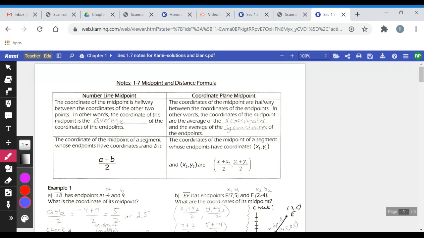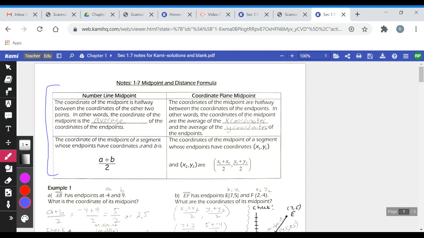So first of all, we're talking about finding the midpoint on a number line. That's what we have going on over here to the left. If you focus on that first, it says the coordinate of the midpoint is halfway between the coordinates of the other 2 points. In other words, the coordinate of the midpoint is the average of the coordinates of the endpoints. And right underneath that, it says that the coordinate of the midpoint of a segment whose endpoints have coordinates A and B is A plus B over 2.